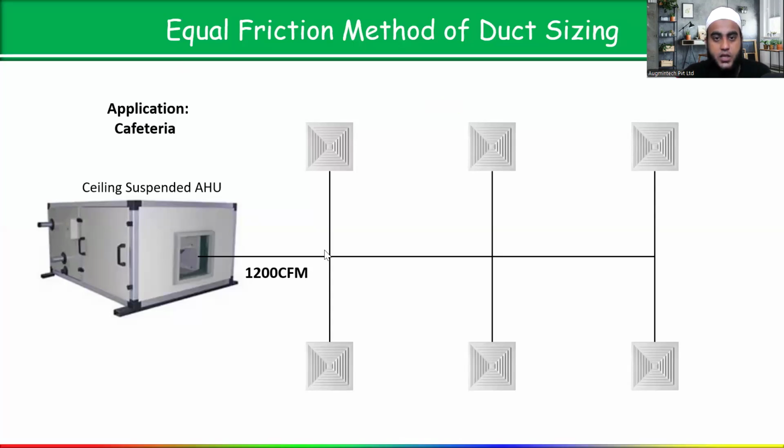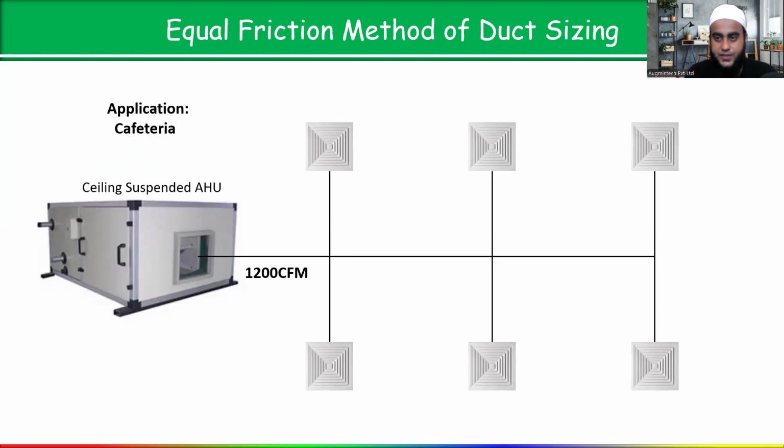Okay. So here total 1200. In this main line, main duct, we are distributing 1200 CFM, and in each and every diffuser, we have to distribute 200 CFM of air. So first we are starting from the main duct. Here we know that we are designing for commercial application. So which method do we have to use for duct designing?